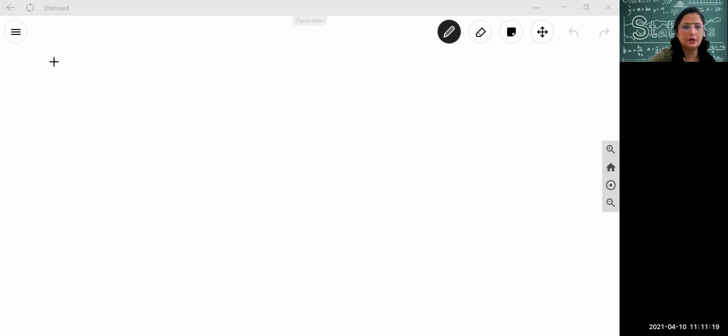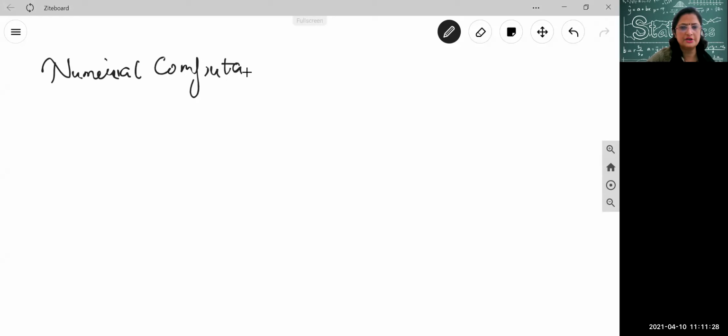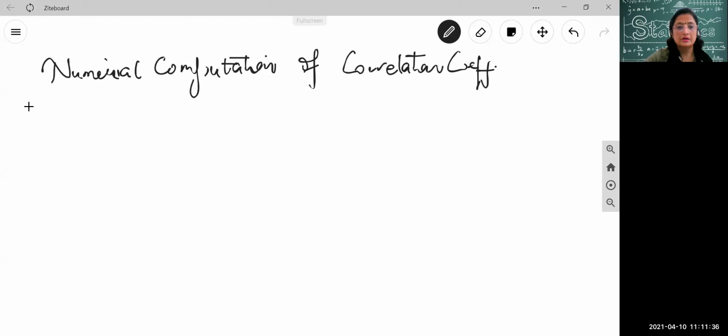So today we will do the numerical computation of correlation coefficient. For this we have been given two variables x and y, the values of x are given and the values of y are given. So what is the question?